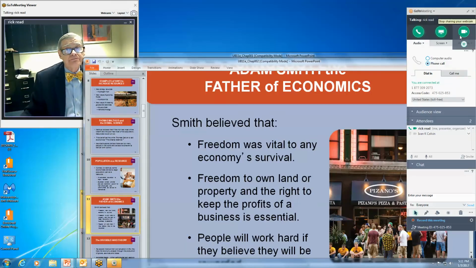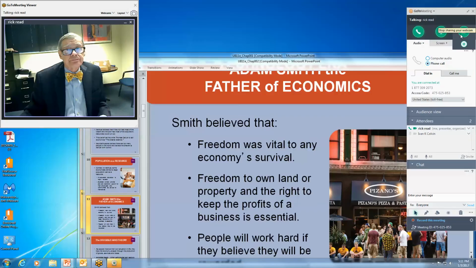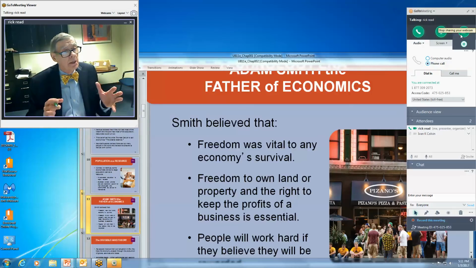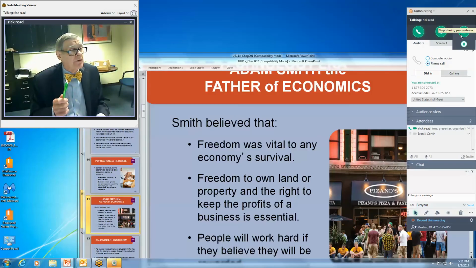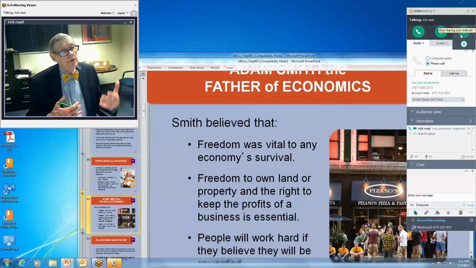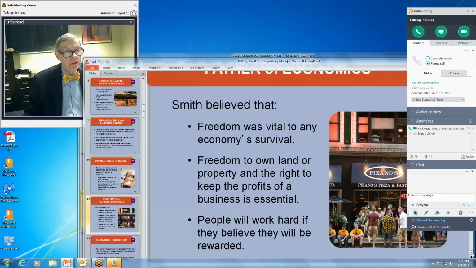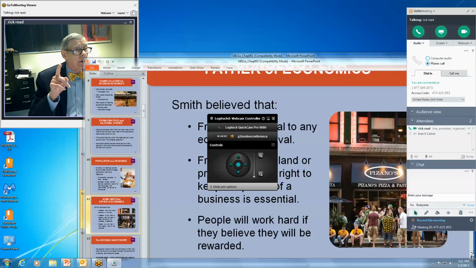Adam Smith, who wrote the book that everybody refers to as The Wealth of All Nations. That's not the exact title of the book, but that's what people like to refer to it. Believed that freedom was essential for an economy to grow. That's freedom to own property, to do with your property as you want, to keep the profits in the business, etc. And notice what Adam Smith said here, and this is very important. People will work hard if they believe they're going to be adequately rewarded.